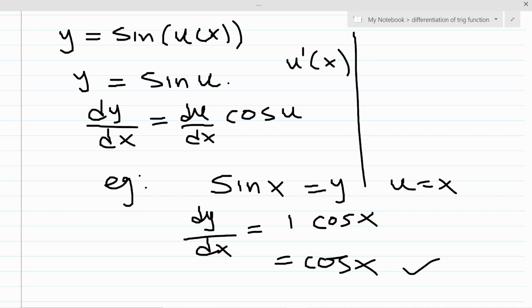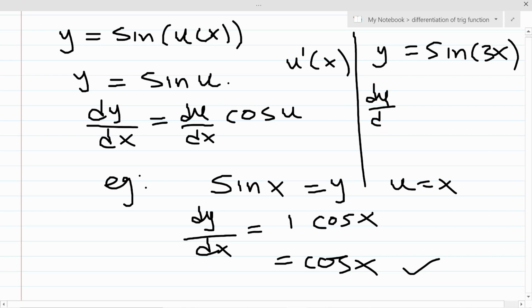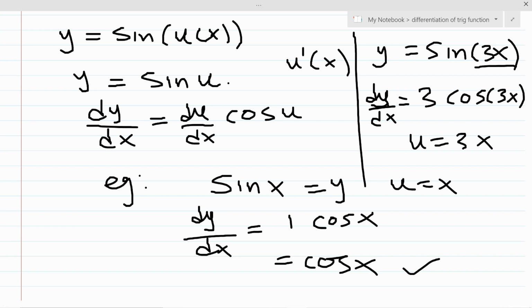Now what about if I have y equal to sine of 3x? Then dy dx is equal to cos of whatever was in the bracket, then you differentiate the bracket, and that will be 3. The bracket is u equals 3x, so when I differentiate this, I get 3. I hope this is cool, right? So that is how you differentiate sine.